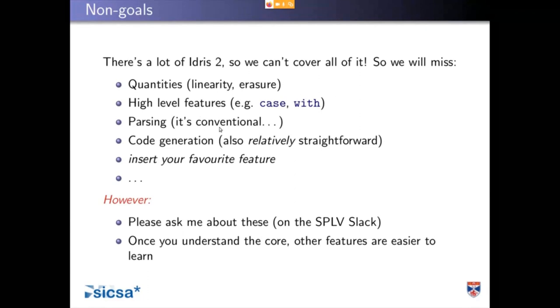I'm not going to talk about parsing for two reasons. Firstly, I've written here it's completely conventional, so there's nothing really new about parsing in Idris that you haven't learned from elsewhere. Not only that, parsing in Idris is actually one of the bottlenecks in performance, which is a little bit embarrassing given that parsing is something that should be well understood. So we're not going to talk about that. I'm not going to talk about code generation because I don't like using the word straightforward, but it is relatively straightforward compared to everything else we've been doing. And again, fairly conventional.